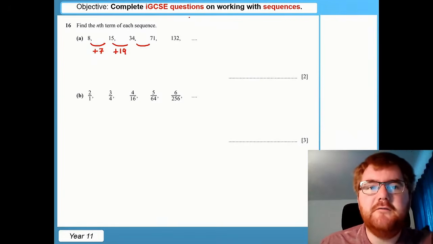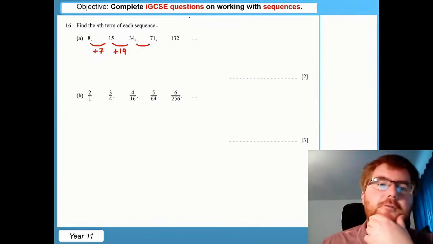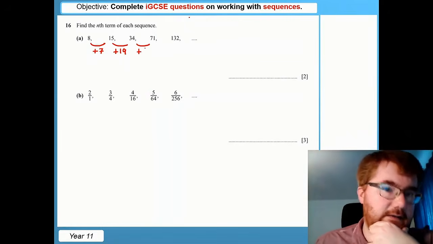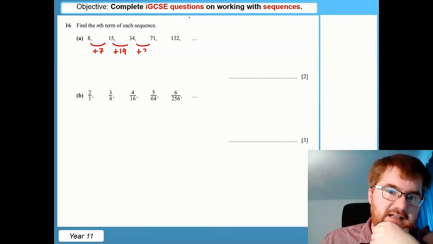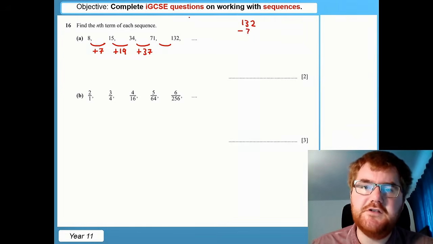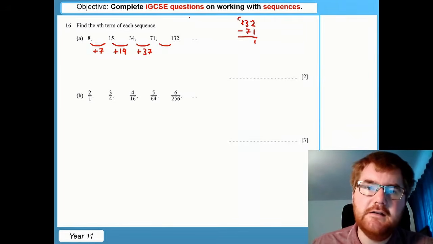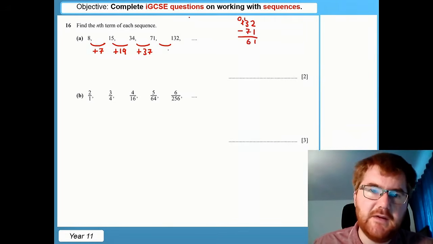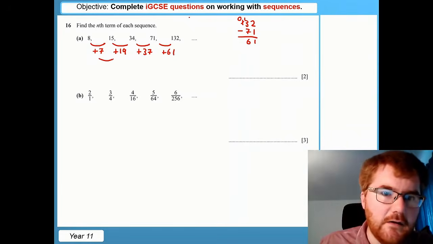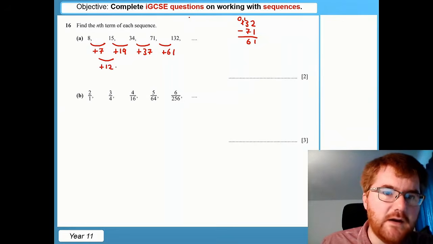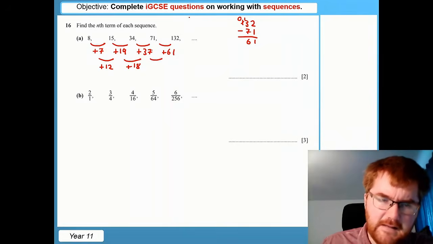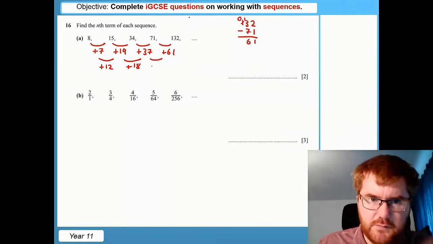At this point, we want to find the difference between 34 and 70. That's going to be 37. And then 132 minus 71. Again, you can always just work this out the old-fashioned way using the standard methods, and then we get plus 61. Now we look for the next difference. So here we've got a plus 12. Then we have a plus 18, and then we've got a plus 24.